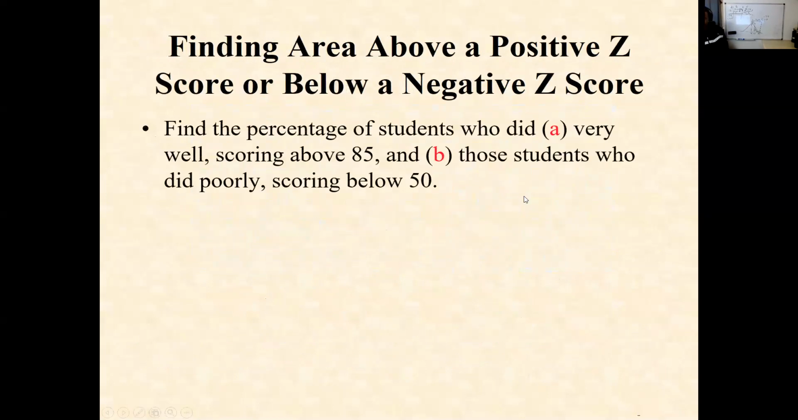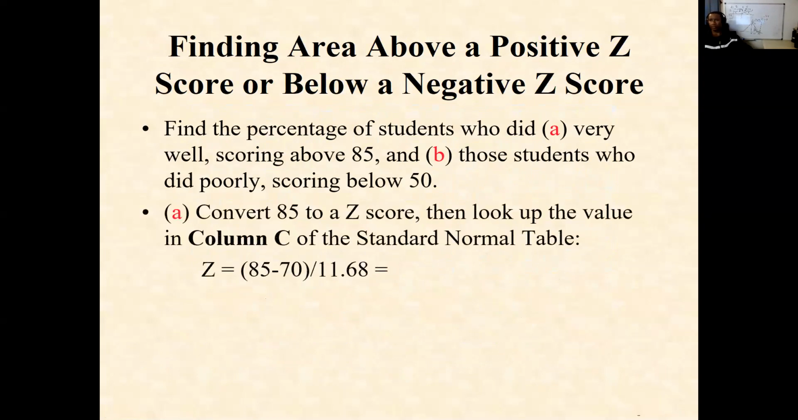Okay, so let's go ahead and find an area above a positive z-score and below a negative z-score. So for 85, we already calculated 85, so we know 85 minus 70 gives us 15, divided by 11.68 gives us 1.28. Which is, if you look into the C column, you're going to see 0.1003, which is equal to 10.03%.